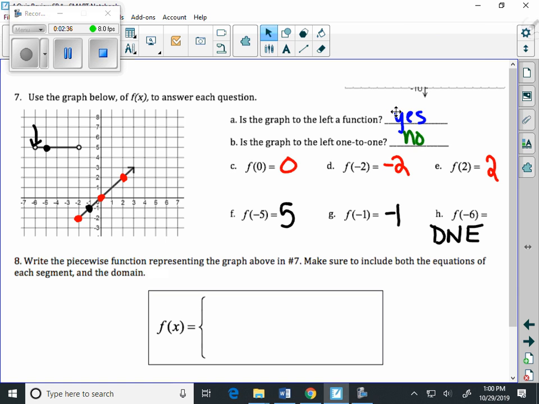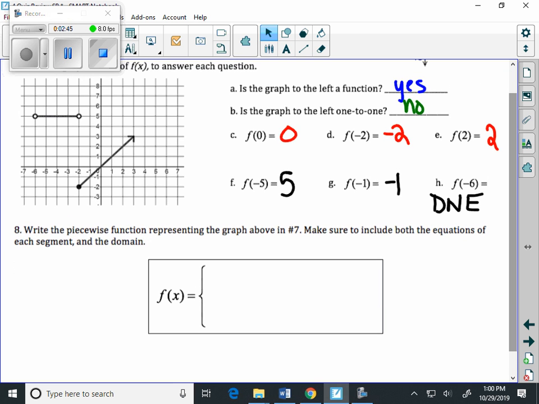Again, I need to erase this work here so that we can come up with the equation of our graph. And on the first part, the left part, what we see is that we have a horizontal line. And if we extended that horizontal line like we did when we were checking for the 1 to 1, we see that it would cross the y-axis at 5. The equation of that piece is going to be 5.